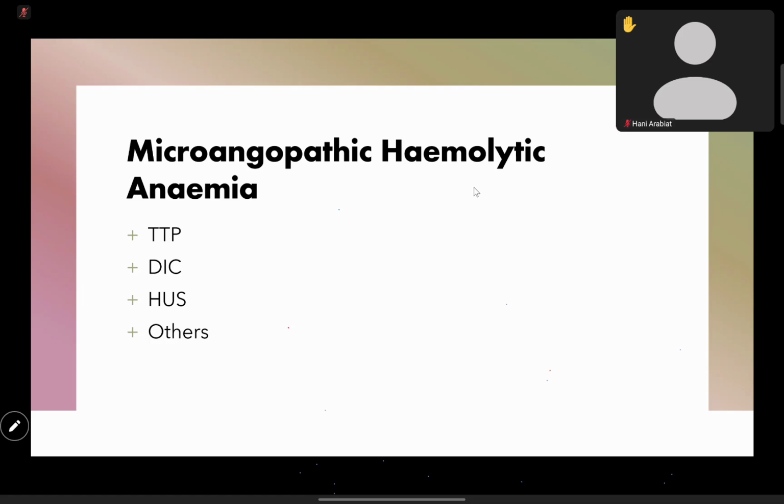Thank you. Alright. DIC is also a microangiopathic hemolysis, but in addition to the anemia, thrombocytopenia and microangiopathic hemolysis, the patient has a coagulopathy. So they have prolongation of PT and APTT with hypofibrinogenemia. So usually you see it secondary to severe infections and sepsis, and the management of it is to treat the underlying cause.